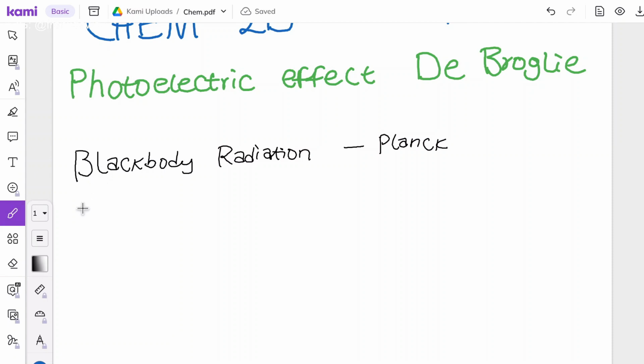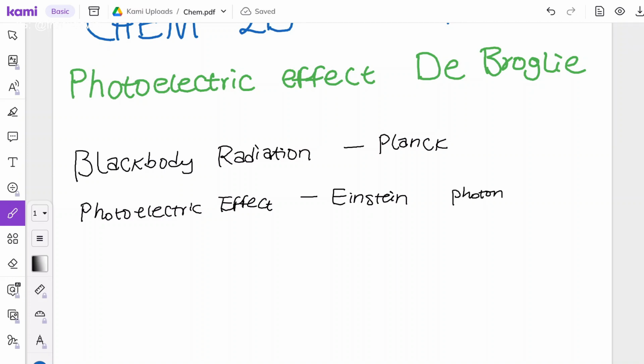The second one, which is the bigger one that is more talked about, is the photoelectric effect by Einstein himself. And what this talks about is Einstein says that light can be thought of as a stream of photons. So light is not just a wave. Light can be photons too. And this was actually a cool thing figured out by Einstein. You can read more about it later.